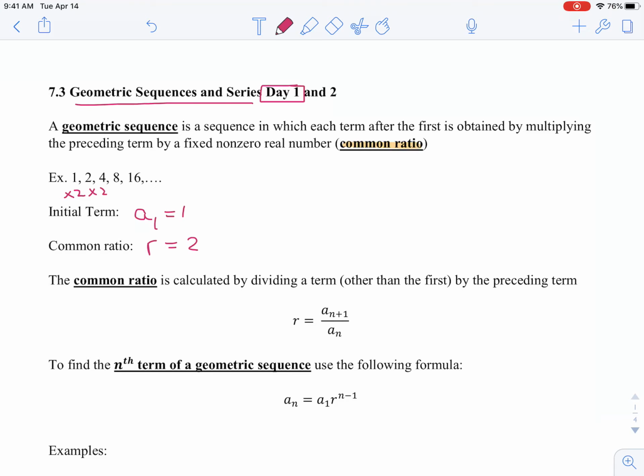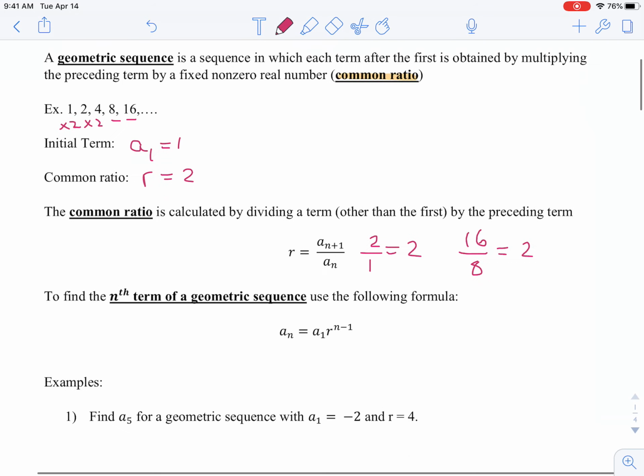The formula for a common ratio is taking a term and dividing it by the previous term. So you can't start with the first term because there's nothing before that. But if I start with the second term, which is 2, divide by 1, I get 2. Let's do the fifth and the fourth. Fifth term was 16. Fourth term was 8. I get 2. So as long as I take a term and divide it by the previous term, we're going to be all good there.